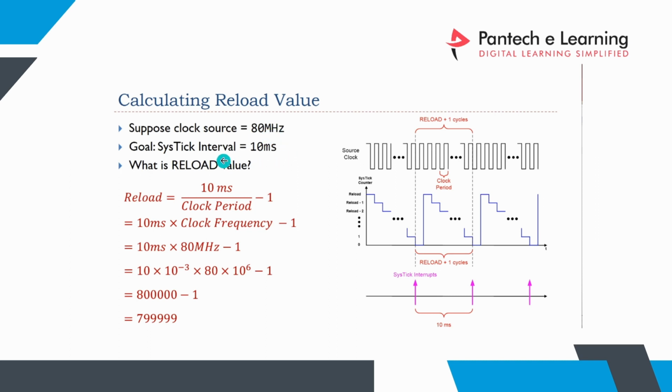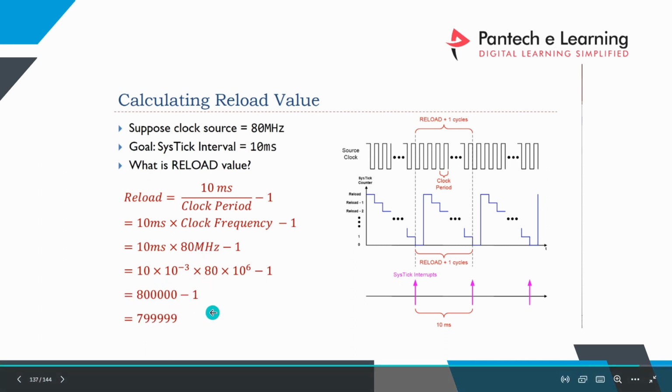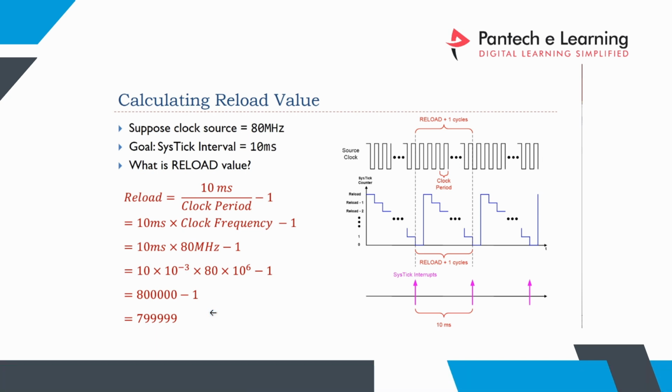Okay. So my system tick interval I need is 10 microseconds. So what is my reload value? I want to calculate it. For this purpose, what is the formula? I need 10 microseconds times our frequency, which in our scenario is 16 megahertz. So what value will you get? You will get 16 minus 1, which is 15. So this is how we will calculate the reload value.